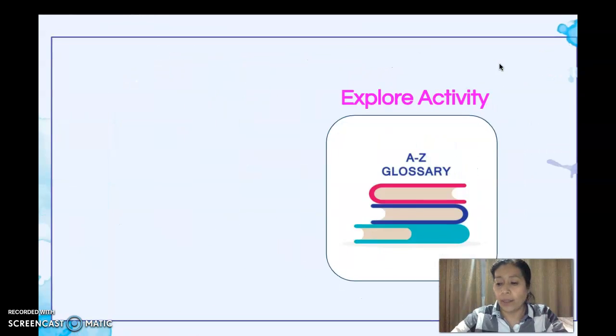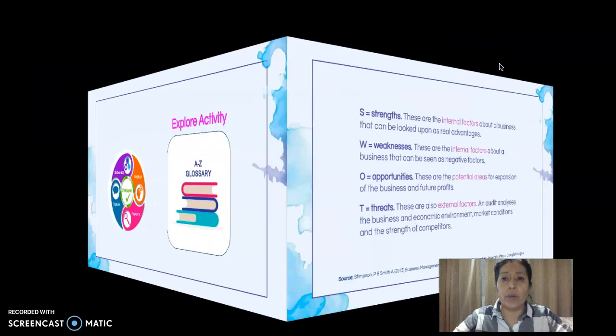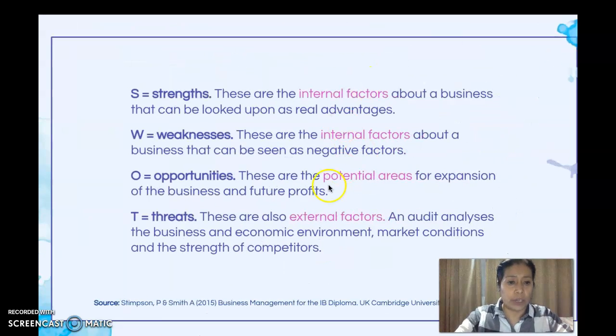Well, guys, don't forget that we have this 5 E's activity. The first one that we are going to apply today is going to be the explore activity, and the explore activity is going to be our glossary. Yesterday, we started with the concepts related to the objectives and also strategies, also the aims. Those are important words for this chapter. And for today, we're going to have some new words, okay?